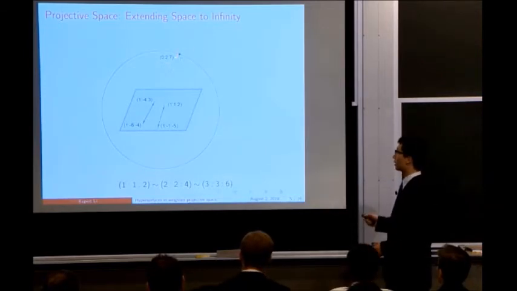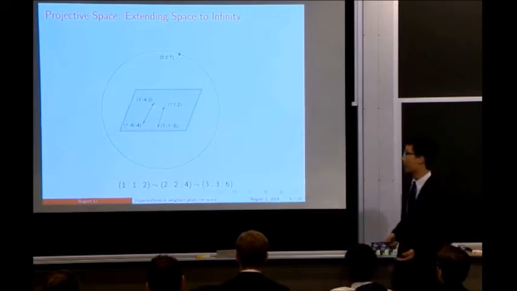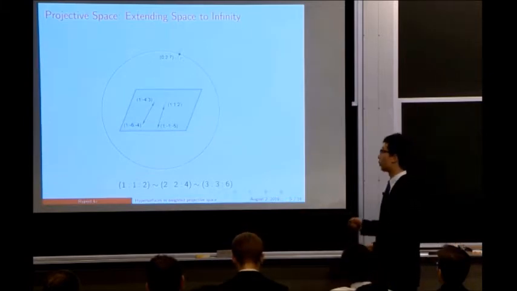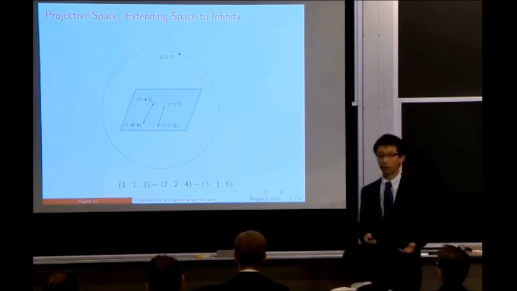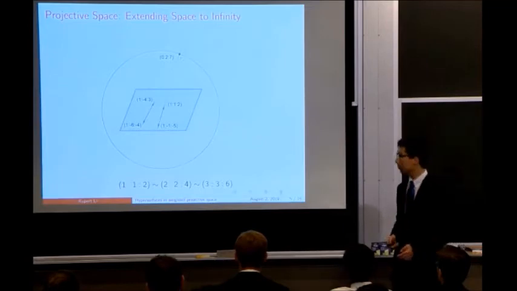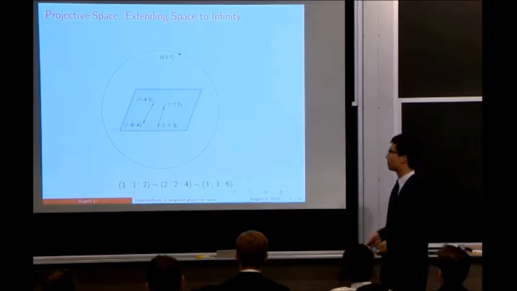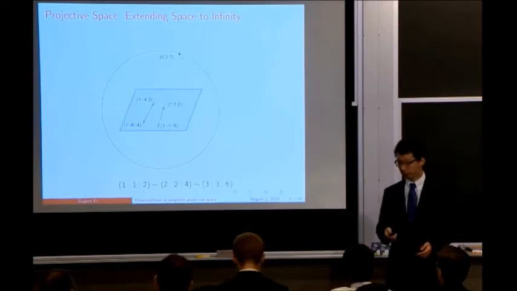So this point is 0:2:7. That actually means that all the lines that pass through it have a slope of 7 halves. And again, 7 halves is a ratio, so it's the same as 14 over 4, which is why this point is also the same as 0:4:14. As you can see, those colons represent that this space is invariant under scaling.